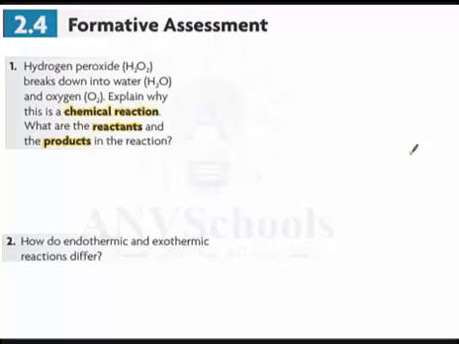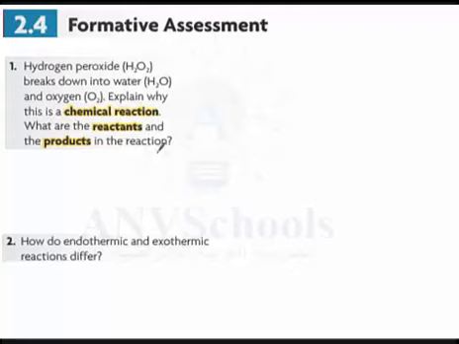The question here asks: hydrogen peroxide breaks down into water and oxygen. Explain why this is a chemical reaction. What are the reactants and the products in the reaction?